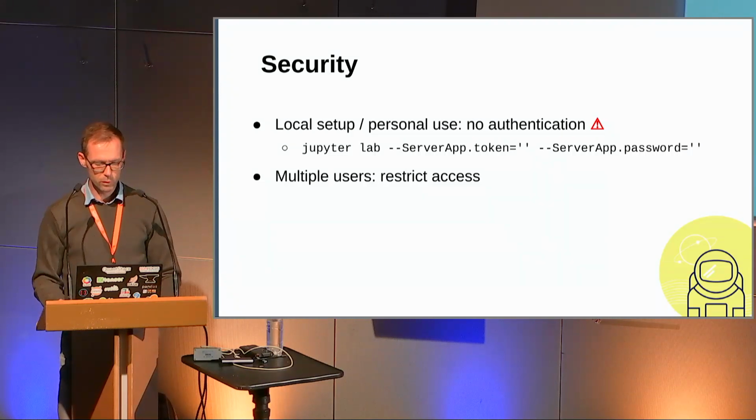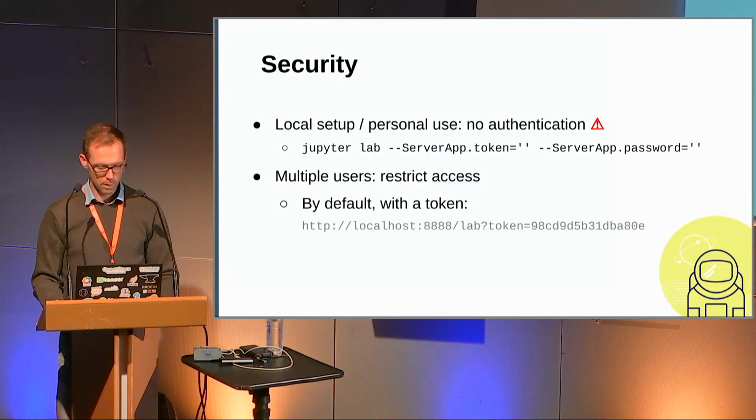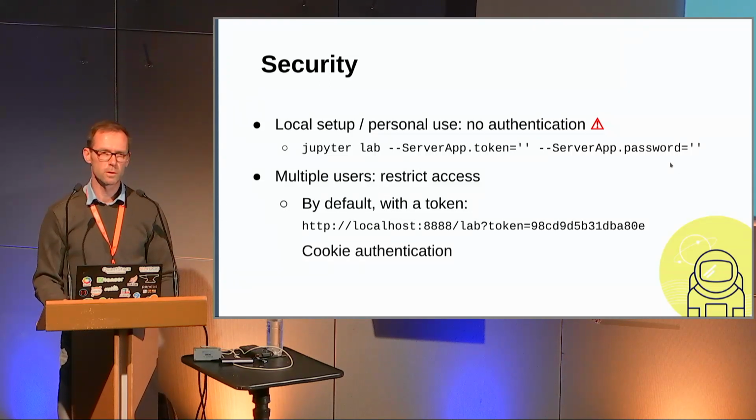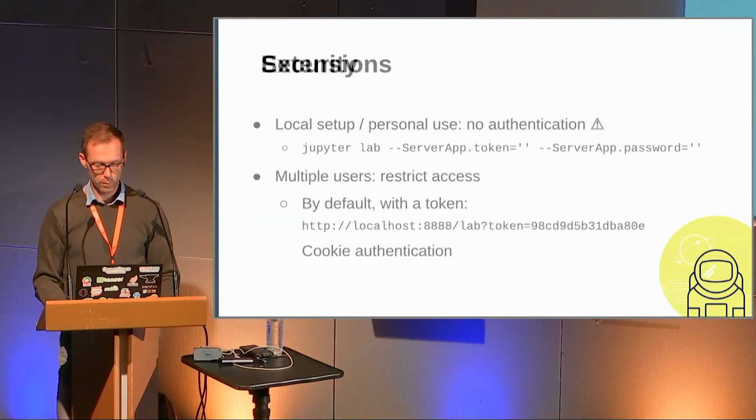But if you want to target multiple users, then you want to restrict access. So by default, Jupyter Server comes with a token authentication mechanism. That means that you will open a tab and pass the token like that. And that's a cookie authentication mechanism. So the server is going to put a cookie on your browser so that when you open this URL again, you don't have to pass the token anymore.